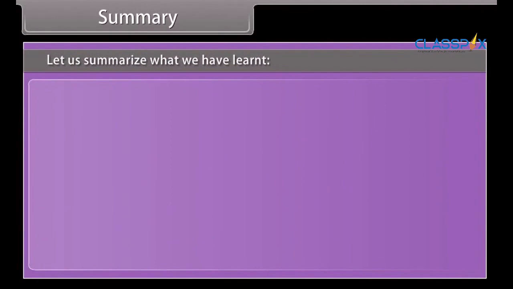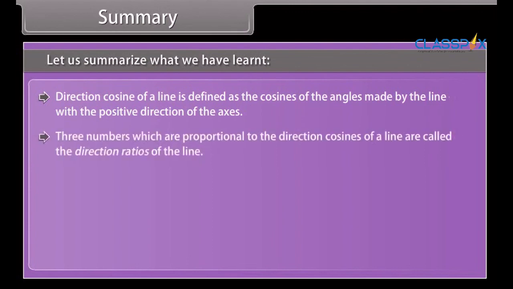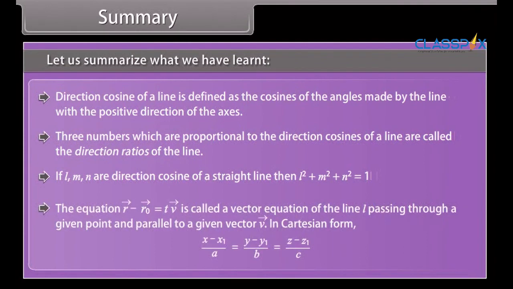Summary. Let us summarize what we have learned. Direction cosine of a line is defined as the cosines of the angles made by the line with the positive direction of the axes. Three numbers which are proportional to the direction cosines of a line are called the direction ratios of the line. If l, m, n are direction cosines of a straight line, then the equation is called a vector equation of the line passing through a given point and parallel to a given vector.